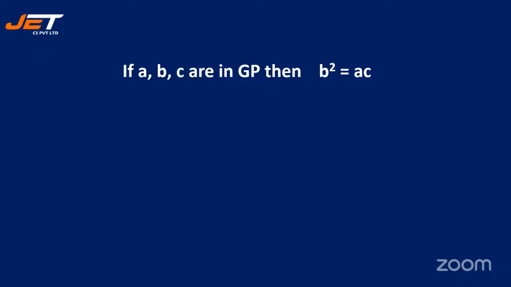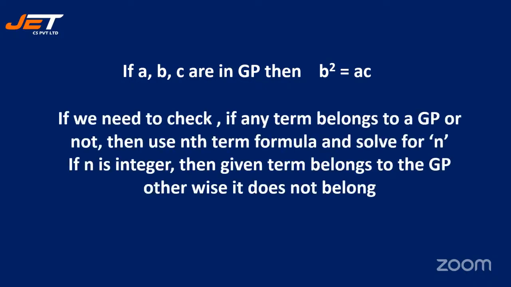In a geometric progression, if a, b, c are in GP, then b squared is equal to ac. Earlier, for an AP, we saw b equals (a plus c) by 2. Here, b squared is equal to ac. If we need to check whether any term belongs to a GP or not, we should use the nth term formula and solve for n. If n is an integer, then the given term belongs to the GP, otherwise it does not belong.